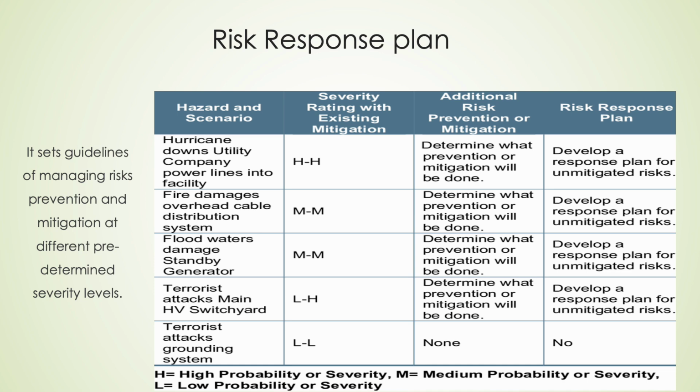Even lower probability risks like terrorist attacks on switchyards necessitate contingency plans, as their high potential impact could destabilize entire grids despite low likelihood. The matrix exposes gaps, such as dismissing low-rated terrorist threats to grounding systems, risking complacency in evolving threat landscapes. Severity ratings must drive dynamic resource allocation, with high-priority risks triggering preemptive investments, while medium and low tiers undergo periodic reassessment. This balance of prevention and adaptive response planning ensures resilience without overextending resources, hardening infrastructure against both predictable and unforeseen disruptions.